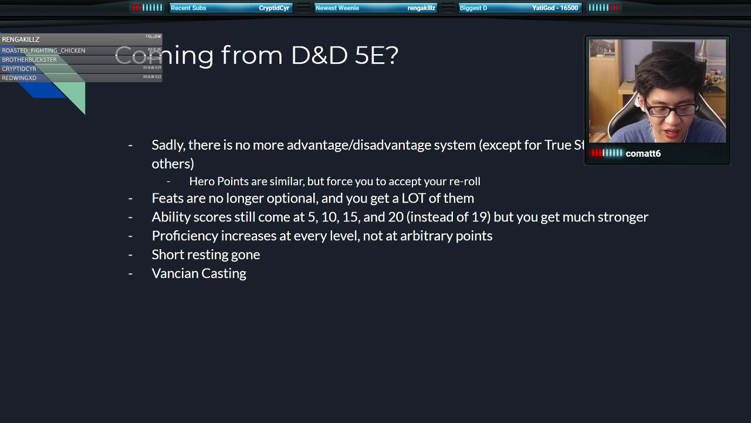Proficiency increases at every level, so if you're trained in a skill, it'll increase by 1 every level. And it won't happen at arbitrary points. There's no such thing as a short rest. I guess it kind of is with how medicine works, but there's no concept of like, oh, you rest for an hour, you gain your hit die plus Con HP back or whatever it is.